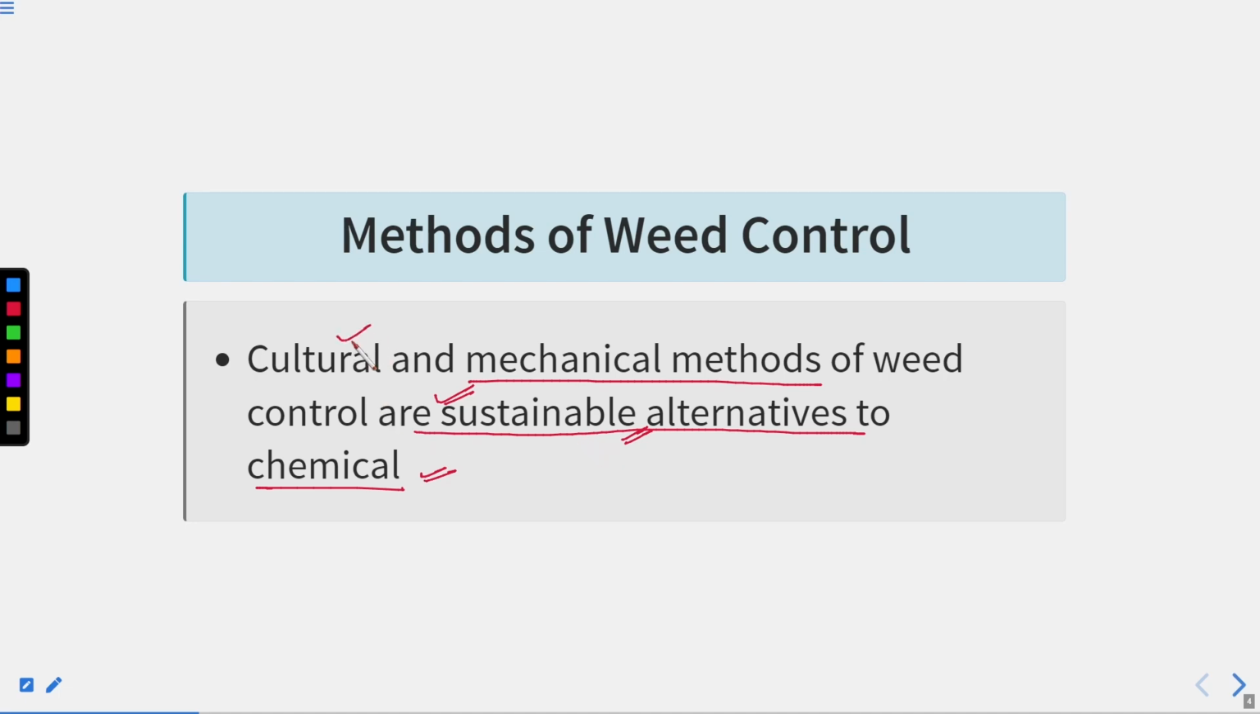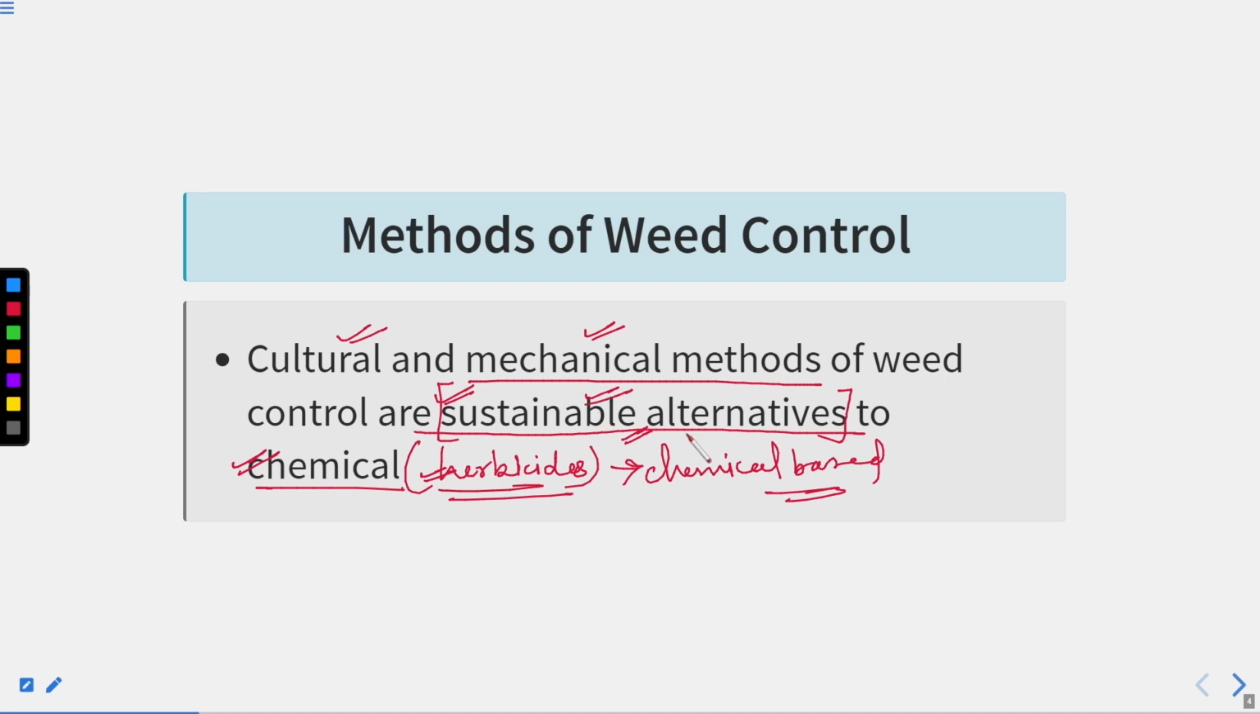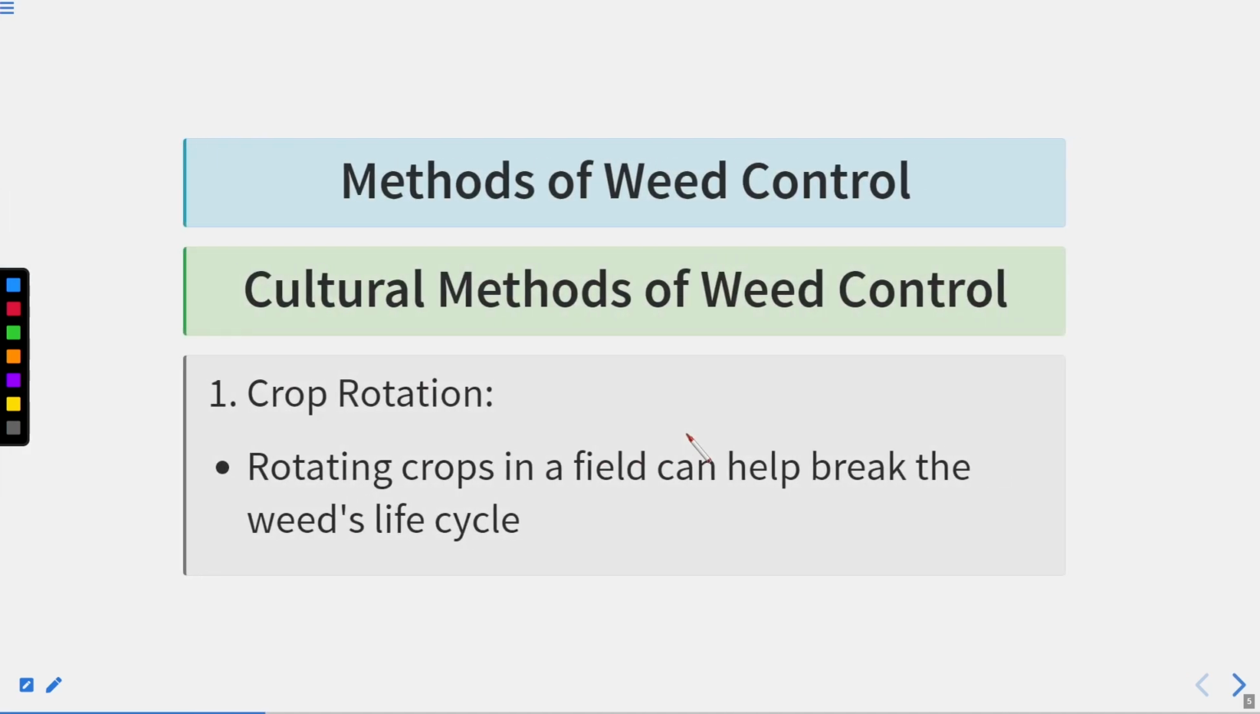So the cultural as well as the mechanical methods of weed control are sustainable alternatives to the chemical method in which we use herbicides. These herbicides are chemical based. So if we are using the cultural and mechanical method, then we are using the sustainable based method. The first thing, crop rotation.